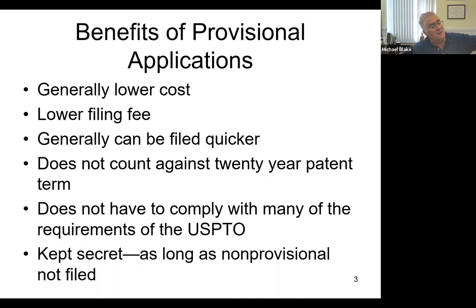So a provisional for a large entity is $300. That's the filing fee. That's the government fee, not my fee. And then the non-provisional filing fee is $1,820.